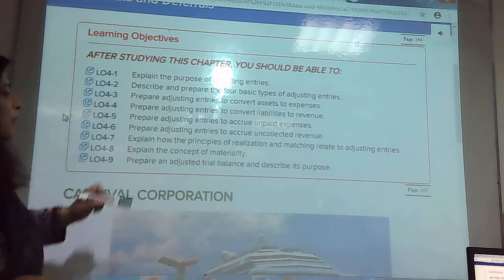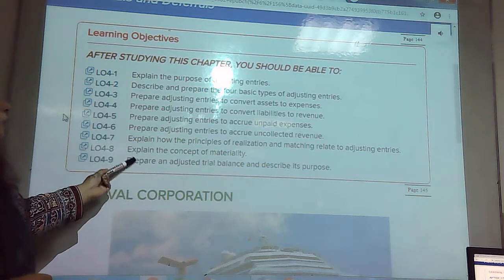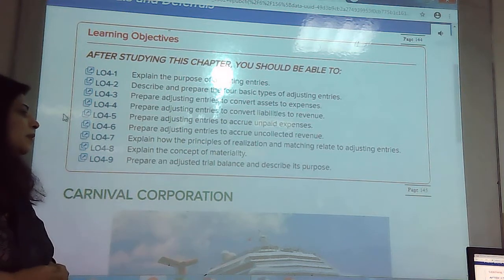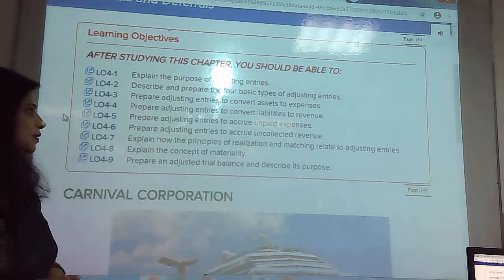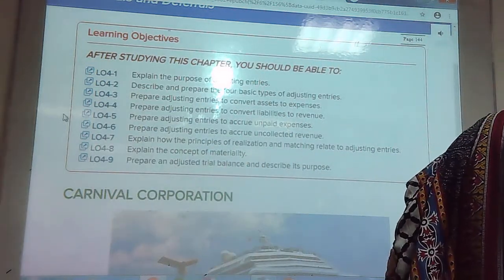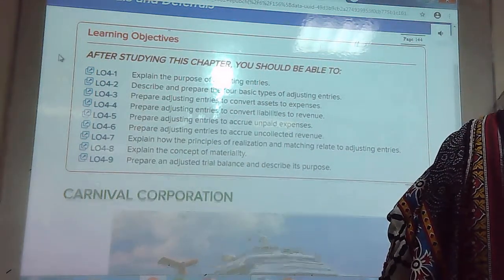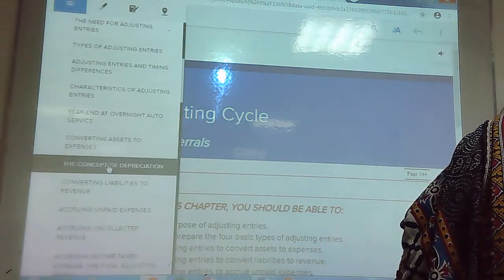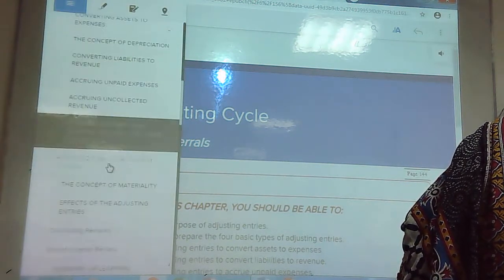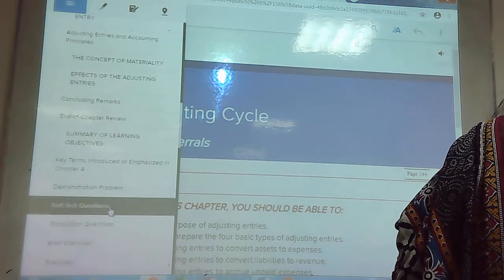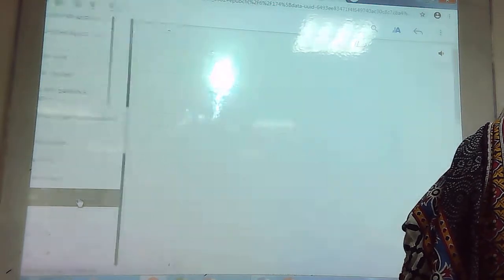The principles of realizing and matching relating to adjusting entries, have done that. The concept of materiality and the adjusting trial balance has to wait for the next class. Let's just look at a few questions. We'll be doing a further detailed discussion in the next class, hopefully. But this was what we discussed already.